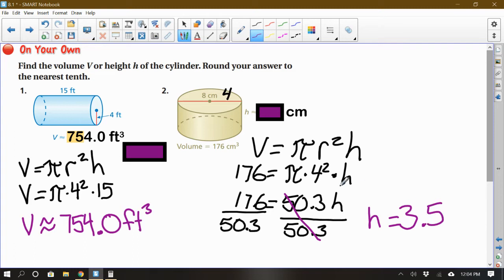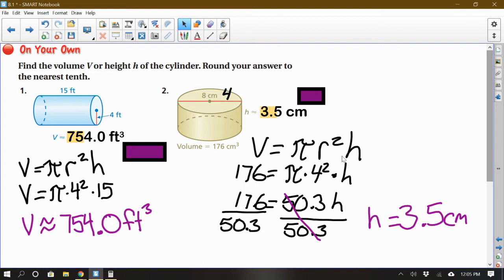3.5. Now, this isn't the volume of this cylinder. This is just the height of it. So that would just be regular old centimeters, not centimeters cubed. Let's see if I got that one. Yep, perfect. All right, let's move on.